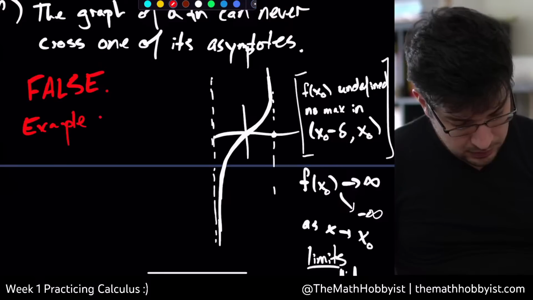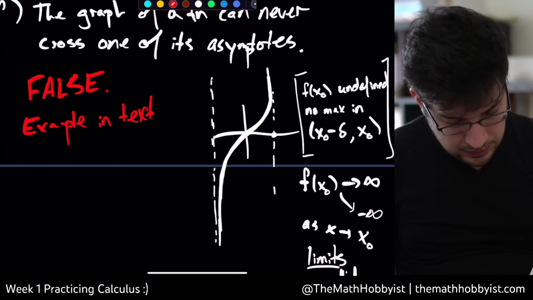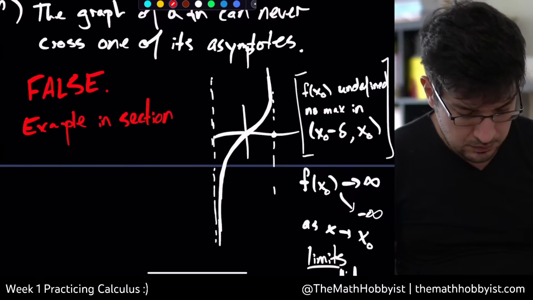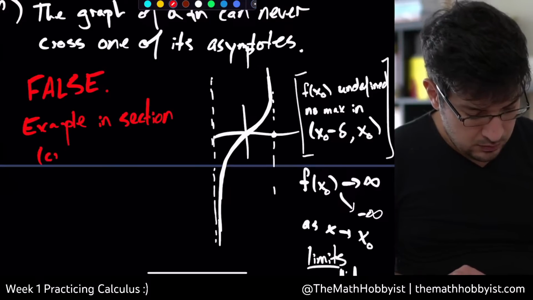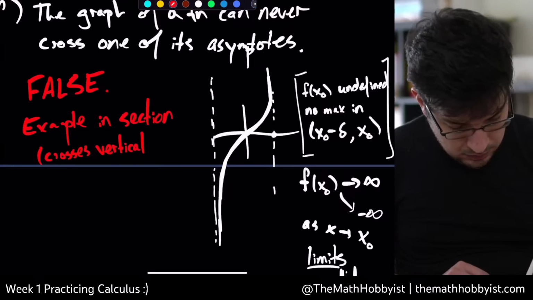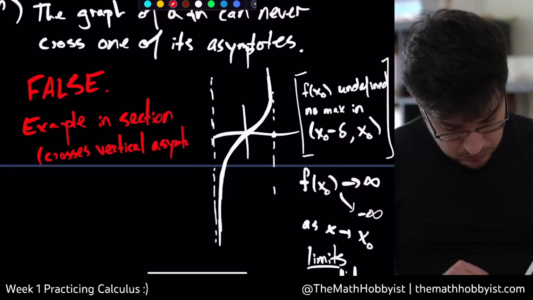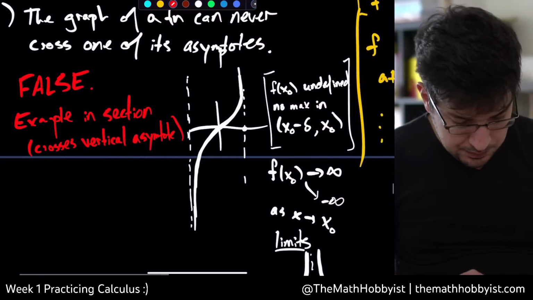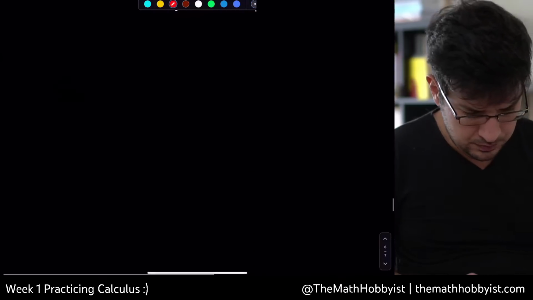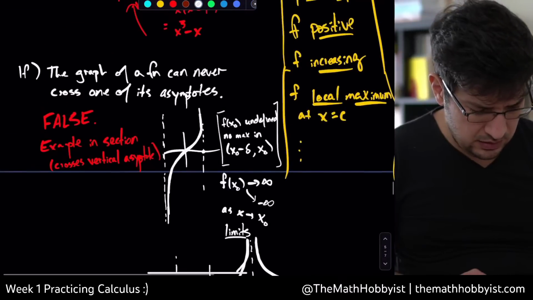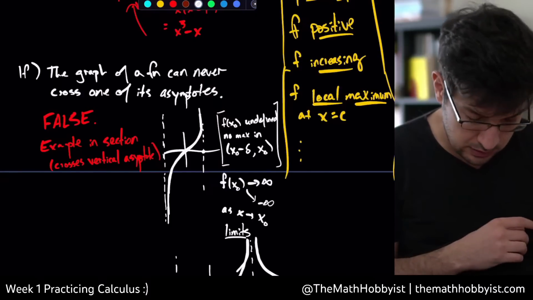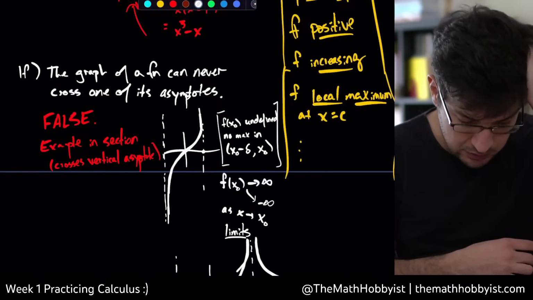Example in the section. Crosses a vertical asymptote. Cool. Now, I think if the question were rephrased as the graph of a function can never cross one of its vertical asymptotes, I think that is true.